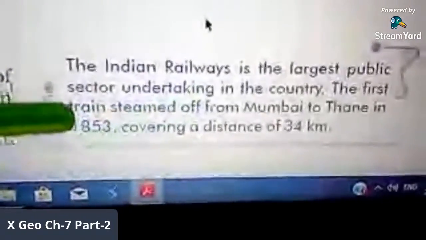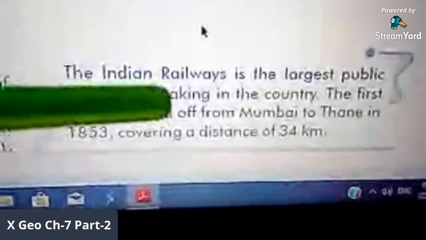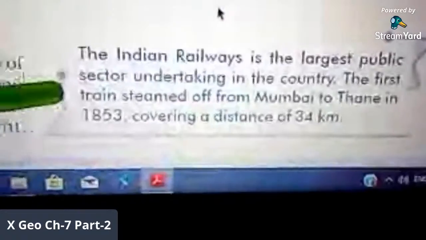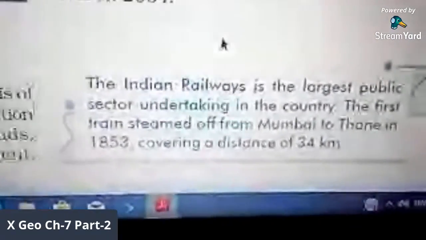Now, this is mentioned in your textbook: the Indian Railway is the largest public sector undertaking in the country. The first train steamed off from Mumbai to Thane in 1853, covering a distance of 34 kilometers. All of you should mark this one because these questions can come in your exam.